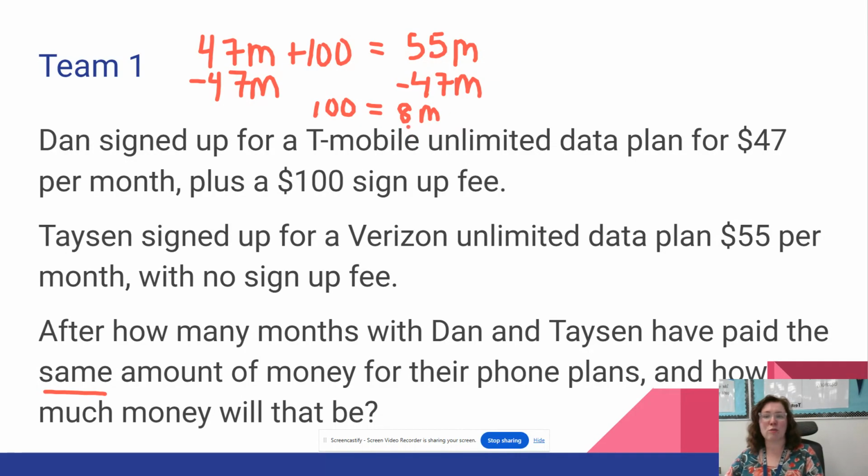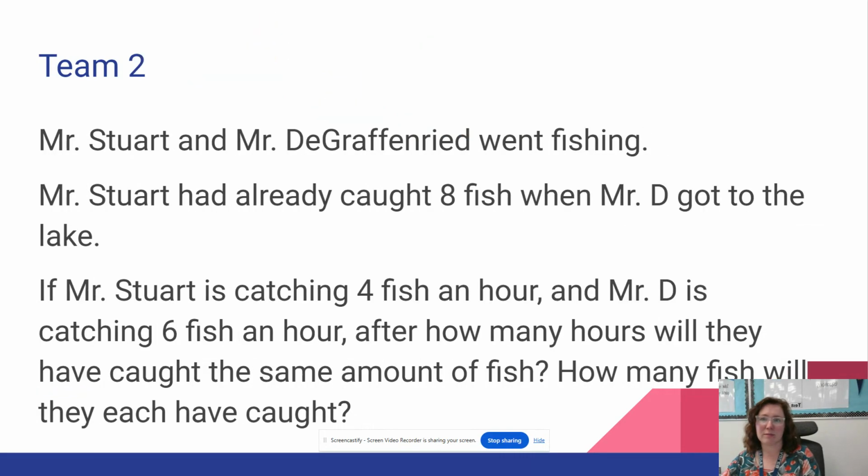Divide by 8. That makes more sense. Divide by 8 on both sides, and that's however many months. 100 divided by 8, 12 and a half months. Then to figure out how much money that is, we can choose this side, 55 times 12 and a half, or this side, 47 times 12 and a half plus 100. It should be the same thing when we solve.